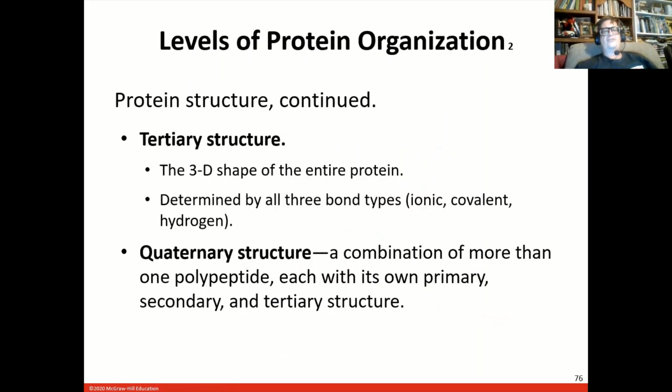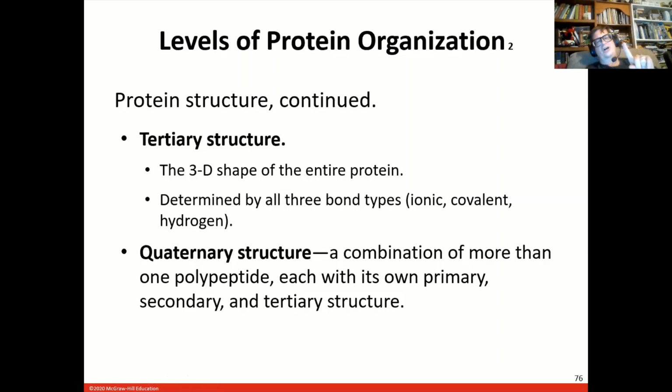Your tertiary structure is the 3D shape of the whole polypeptide chain. And this isn't just the hydrogen bonds that do the secondary. This also has covalent bonds like I talked about for the disulfide bridges. It also has ionic bonds involved. That's your 3D shape. That's your tertiary structure.